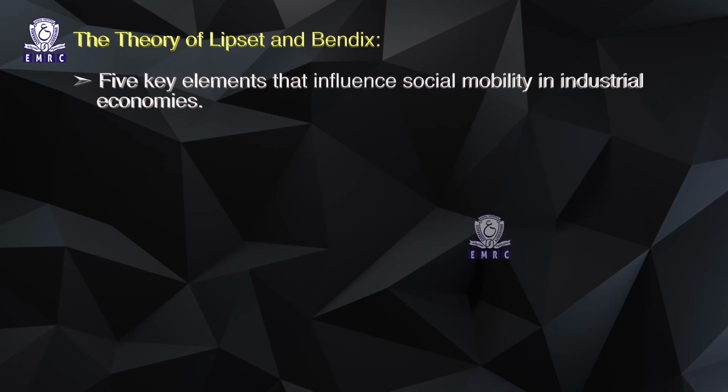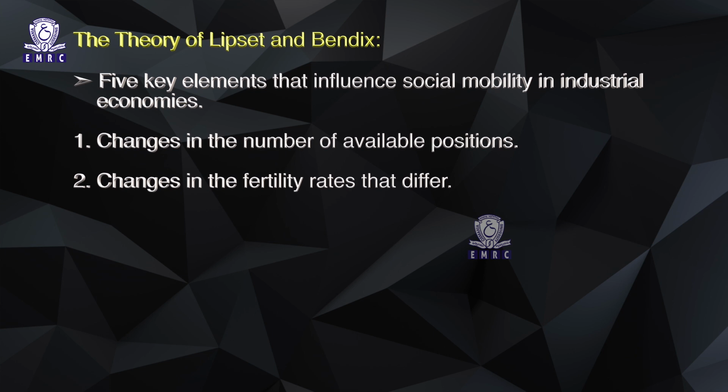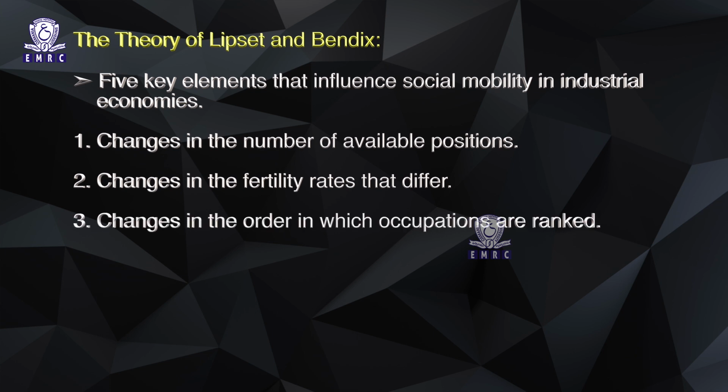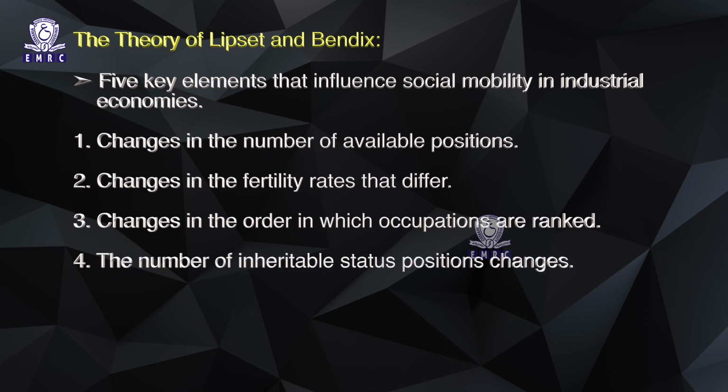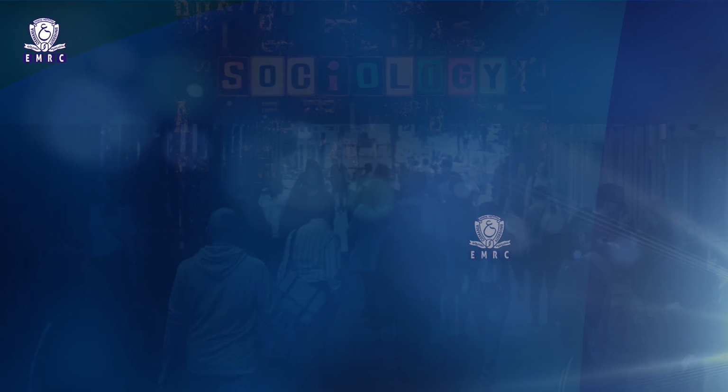Lipset and Bendix identify key elements that influence social mobility in industrial economies, and these are: first, changes in the number of available positions. Second, changes in the differing fertility rates. Third, changes in the order in which occupations are ranked. Fourth, the number of inheritable status position changes. And the fifth, modifications to legal constraints affecting possible prospects.